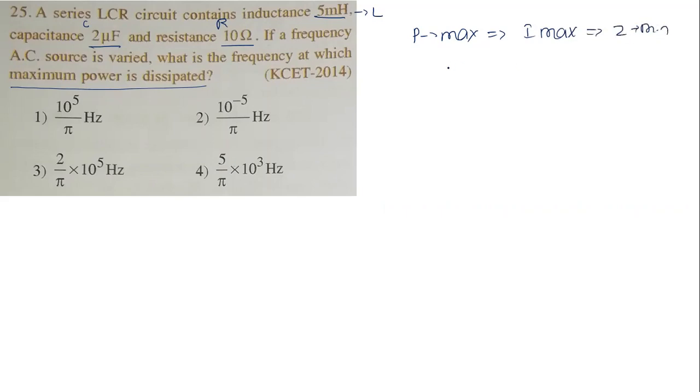When Z becomes minimum, XL equals XC. When XL equals XC, what can we get? The frequency formula, 1 by 2 pi root LC. So if you use this equation, L is given, R is okay, C is given. Use this relation and find out the frequency. This again I am leaving as an assignment.